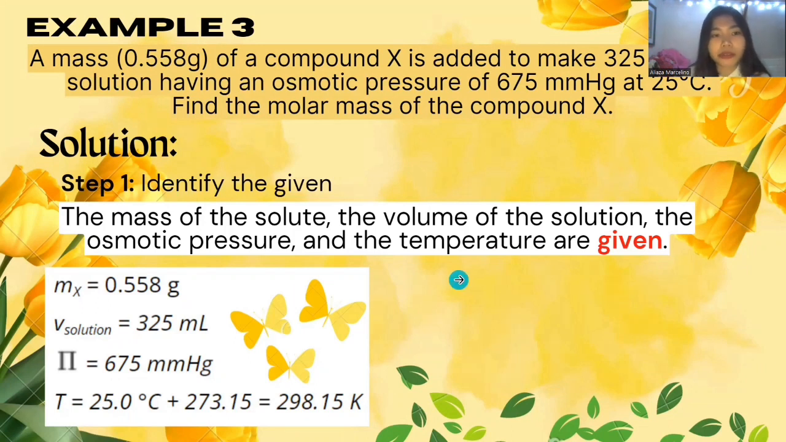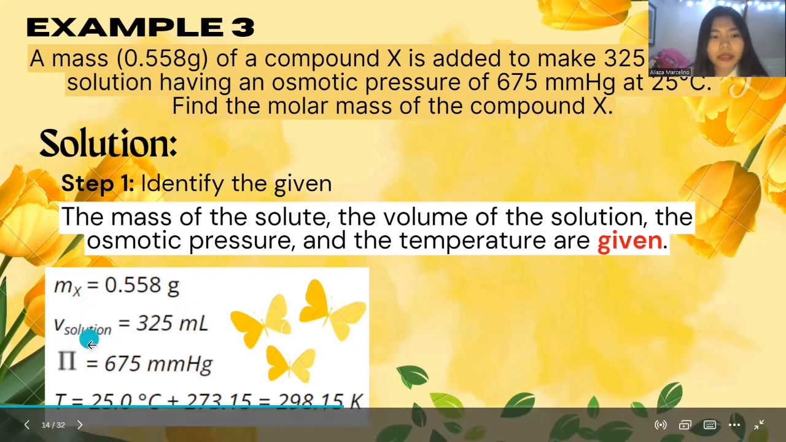So here's our solution. Let's first identify the given. The mass of the solute, the volume of the solution, the osmotic pressure, and the temperature are given here. And nakuha natin ito sa mismong problem. Para mas lalong maintindihan nyo, here's the detailed info. This Mx is here, dito yung nakuha. And V solution is dito nakuha. And this is dito. And last is doon.